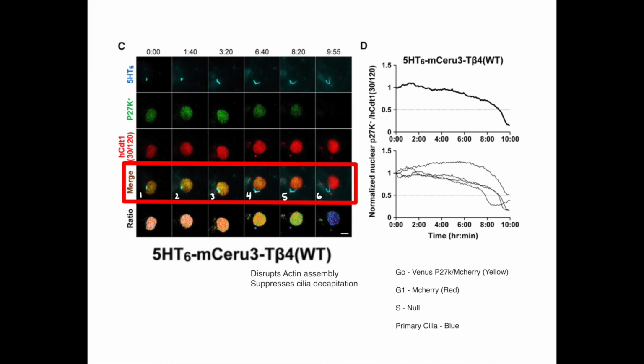The researchers next wanted to look at the effect of inhibiting cilia decapitation, and if this would have any impact on the cell's transition from G0 into G1 phase. To do this, they performed the same experiment as before, except the cells observed were expressing wild-type thymosin beta-4, which prevents decapitation by preventing actin from being able to polymerize.